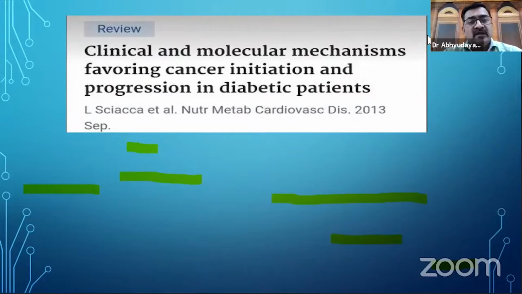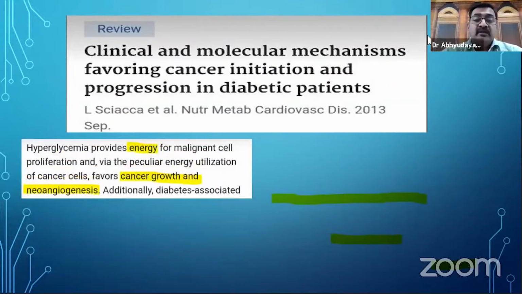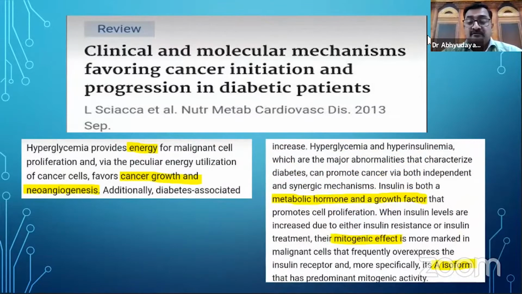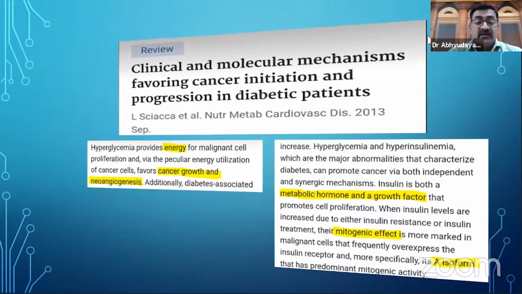So now we'll talk about the clinical and molecular mechanisms favoring cancer initiation and progression in diabetic patients. Again, the reasons are the same. Hyperglycemia, which provides energy for malignant cells, favors cancer growth and neoangiogenesis. We have insulin also. Again, hyperinsulinemia and insulin resistance promote growth as a growth factor and have a mitogenic effect, especially the A isoform of the insulin receptor we have seen in earlier slides.